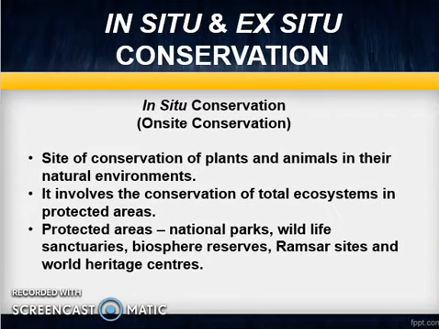Students, let's continue our discussion about in situ conservation, another name for this conservation method being on-site conservation. Description of in situ conservation: the first one, conservation of plants and animals in their natural environment. It involves the conservation of the total ecosystem in protected areas. Lastly, information about in situ conservation: protected areas, for example, any habitat, place, or center that can be used to practice the conservation method, which are national park, wildlife sanctuary, biosphere reserve, Ramsar site, and World Heritage Center.